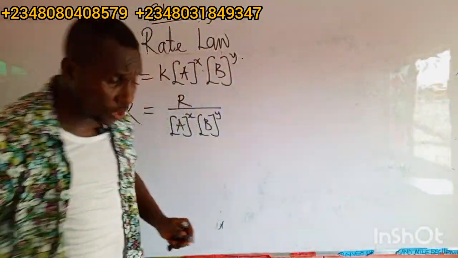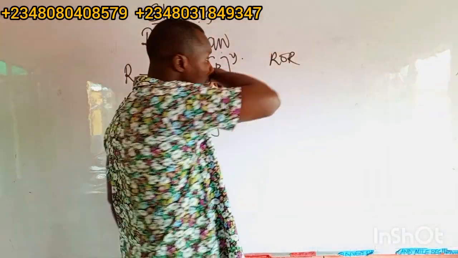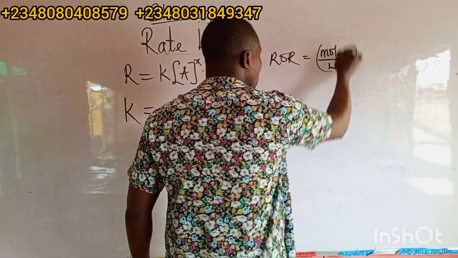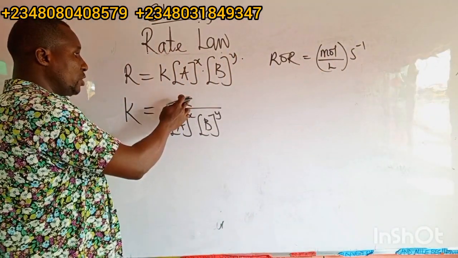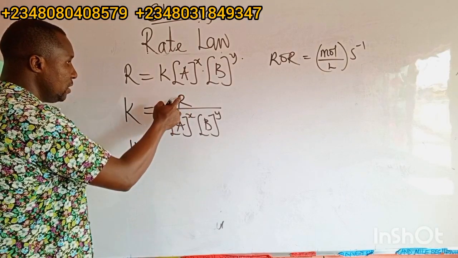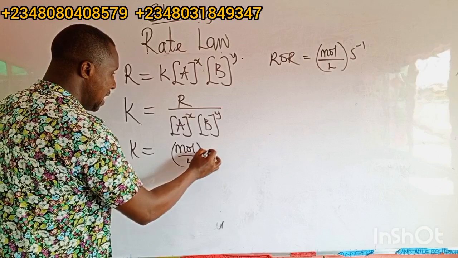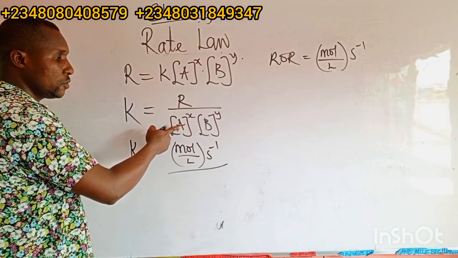Okay, let's move. I told you that for the rate of reaction, where we are considering concentration, the unit is mole per liter per second. Let me write it like this: mole per liter per second. That means I will change this. Now the rate of reaction is mole per liter per second over the concentration of A.